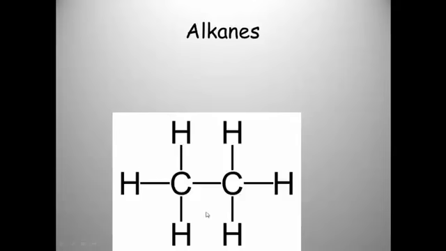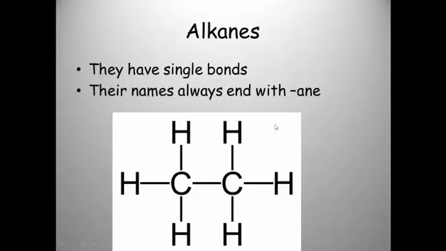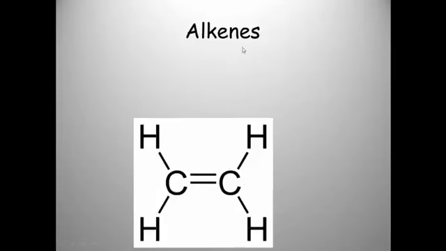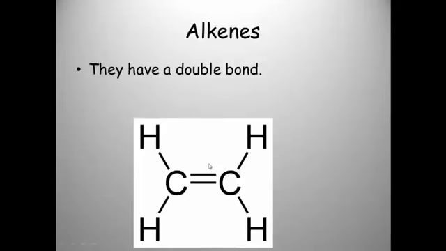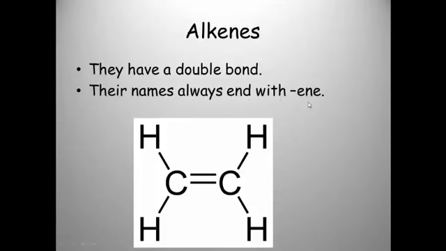This is an alkane. Notice, it's just got carbon and hydrogen atoms, and there's no double bond. Single bonds, and it ends with ane. This is an alkene. Alkenes, on the other hand, have two E's, so have a double bond, and the name always ends with ene. Double E, double bond.